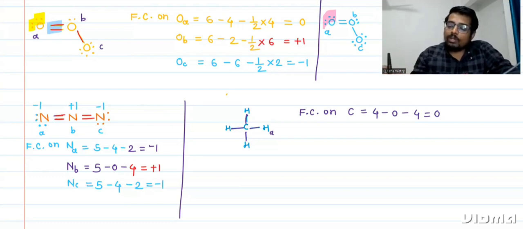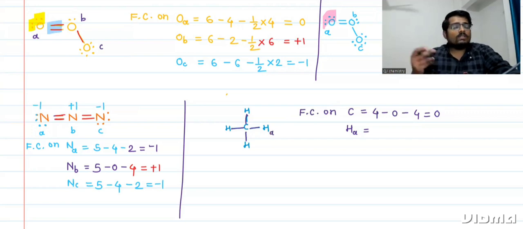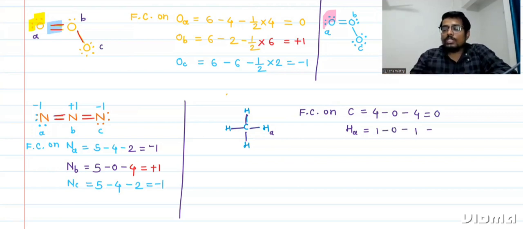Now similarly, find the formal charge on hydrogen A. The number of electrons in the valence shell of hydrogen A, we know, is equal to 1. How many dots are there on hydrogen A? 0 dots. And how many bonds are associated with hydrogen A? Only a single bond. So the formal charge on hydrogen A is equal to 0. Similarly, we can calculate the formal charges on the remaining hydrogen atoms. On the remaining hydrogen atoms also, the formal charge is equal to 0 on each hydrogen atom in the methane molecule.